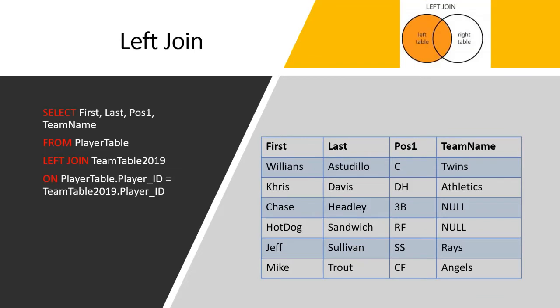Continuing on to a left join. Again, we select the same columns from the player table. This time it's a left join, team table 2019 on player table player ID equaling the team table player ID. So in this case, all records from the left table will be displayed, regardless of whether there's a record that matches it in the right table. As you can see, both Chase Headley and Hot Dog Sandwich don't have a team name tied to them, therefore the team name is considered null.